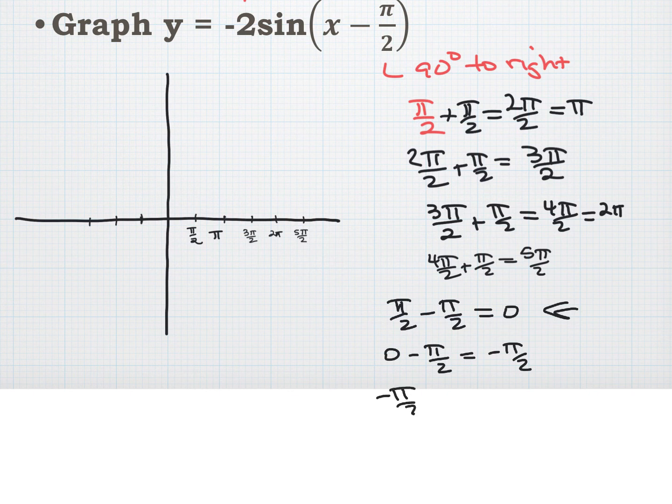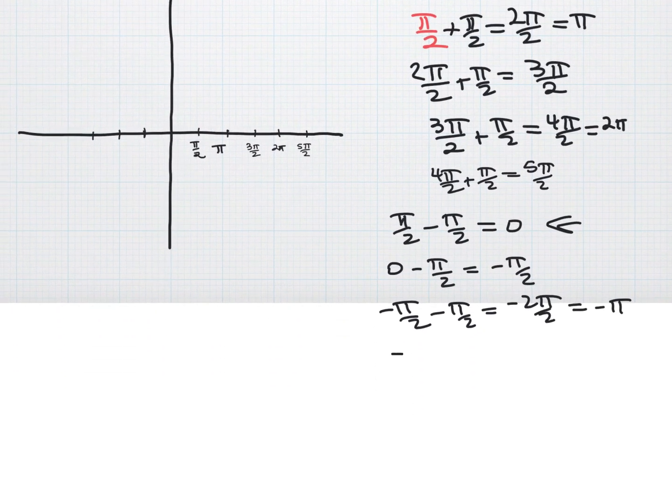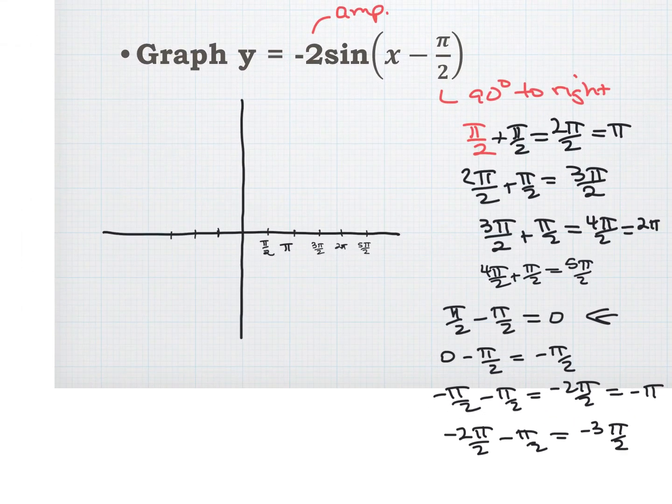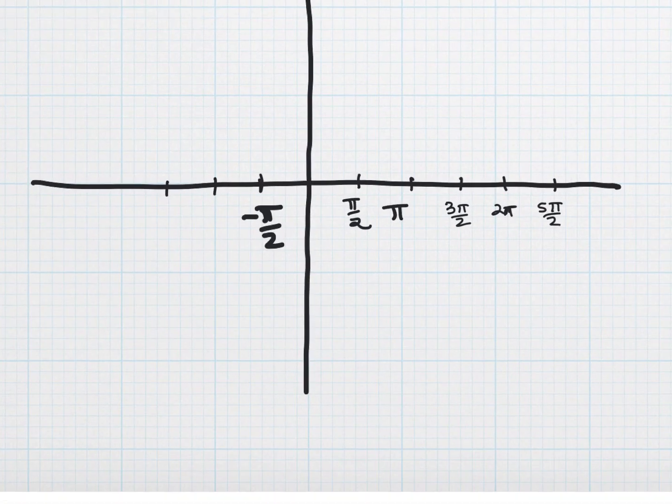Do it again. Negative 2 pi/2, which is negative pi. Again, to get the next point, take the unsimplified fraction. Negative 3 pi/2. So let me go ahead and label these. So I already have the 0, and then I have the negative pi/2, negative pi, and then negative 3 pi/2. Go ahead and make that smaller. Negative pi/2.